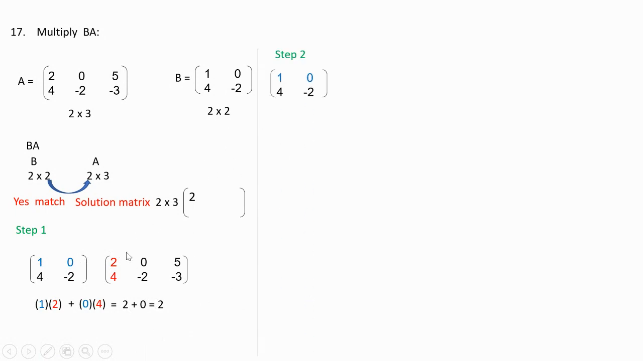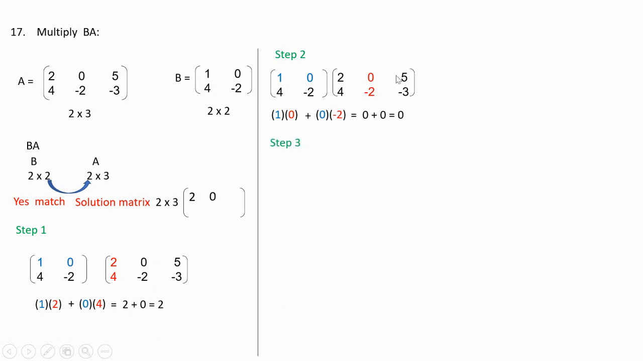For step 2, in step 2, I'm going to multiply now times the second column on the second matrix. That's why I'm going to put them in red. So we do the same process. 1 times 0 plus 0 times negative 2 will give us 0. So that means that's 0 on the first row, second column.